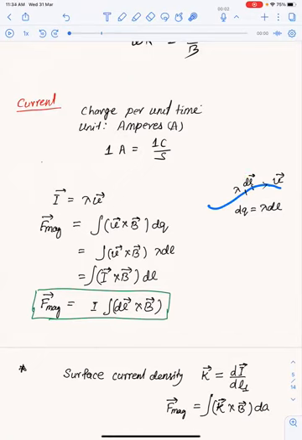Now what will be the current? Current will be nothing but dq by dt. So this dl by dt will give you v. So current will be lambda into v. Please get familiar with these definitions.